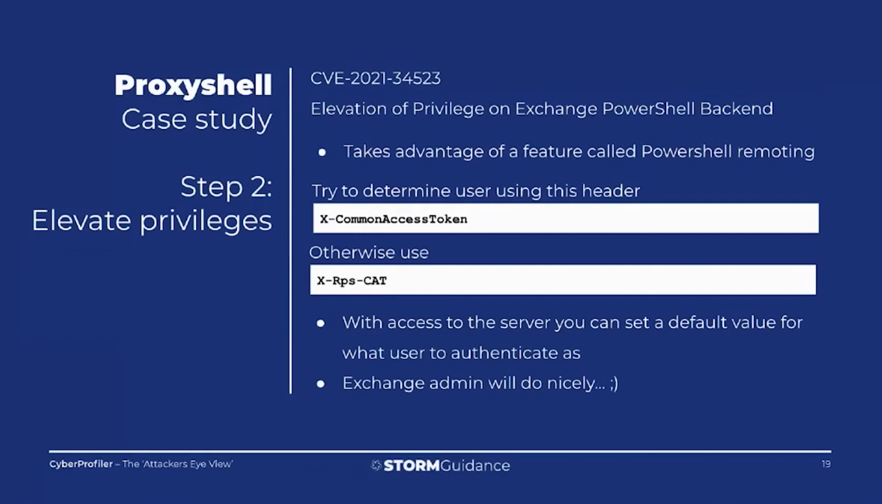So this took advantage of another Exchange feature called PowerShell Remoting, which essentially just allows a user to send and read email and update configurations from the command line. In this piece of functionality, the system will look to authenticate a user based on a common access token. If it can't find that, it will fall back to a different header, which, if you have access to the backend directly, which we do following the previous step, you can set to anything you want, meaning you're able to impersonate any user. So in this situation, we set ourselves to the Exchange admin, and that'll do quite nicely.